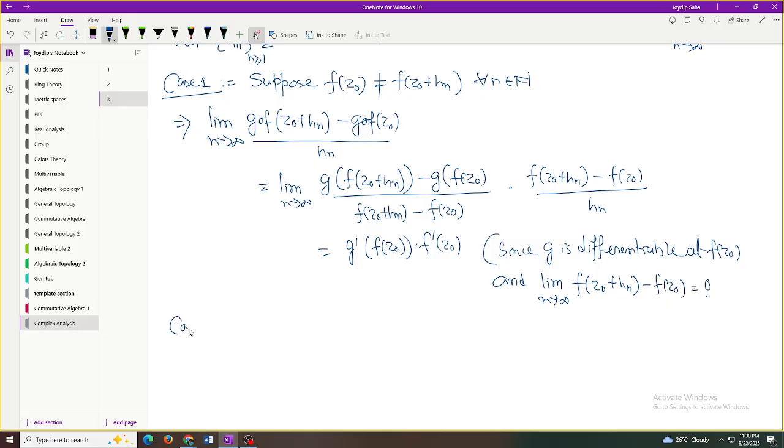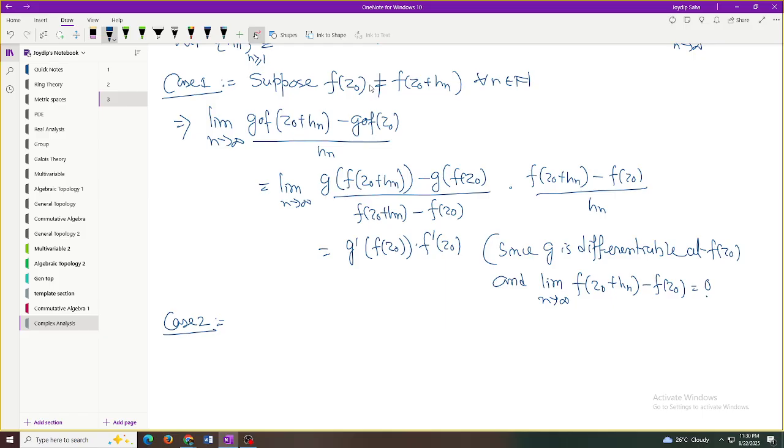Case 2. So what is the complement of this case? That if z0 equals z0 plus hn for some n.